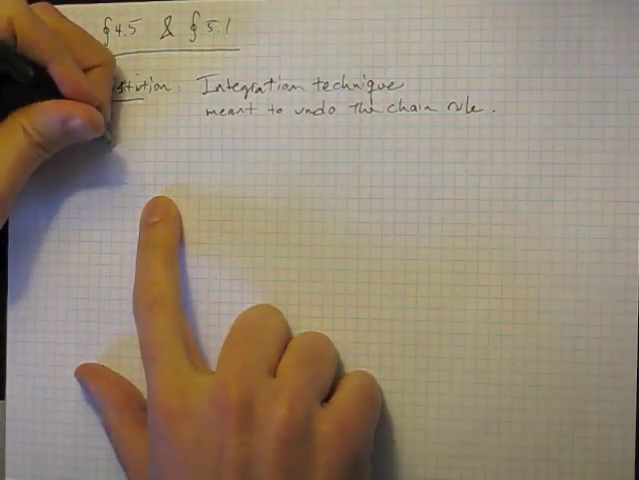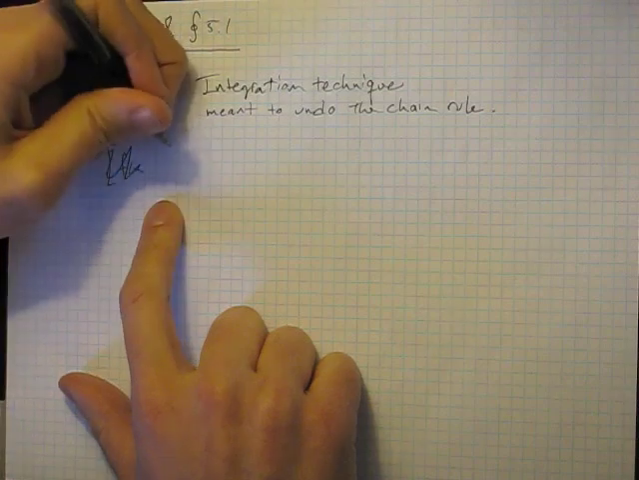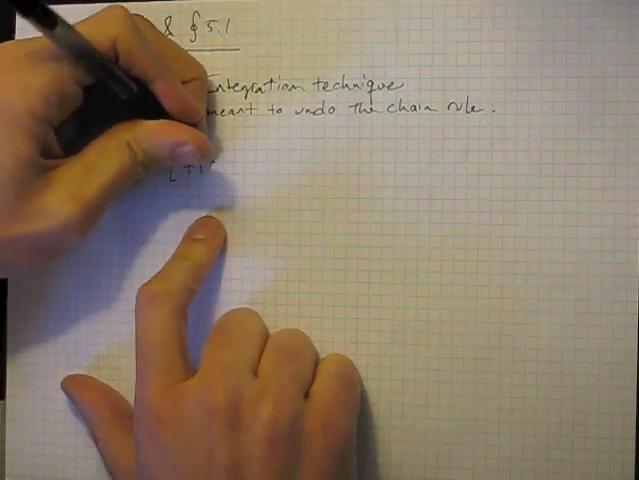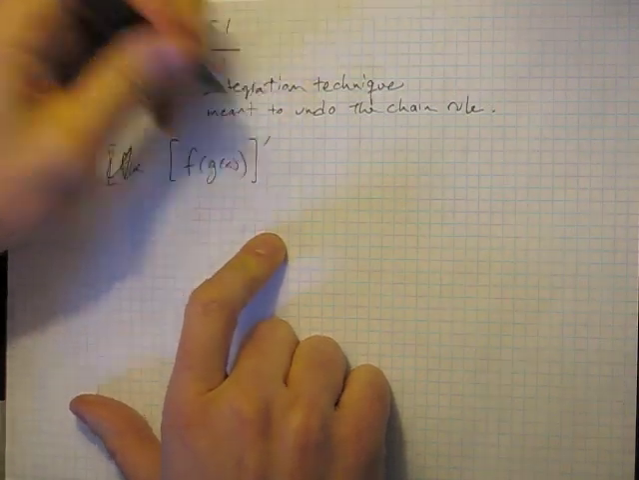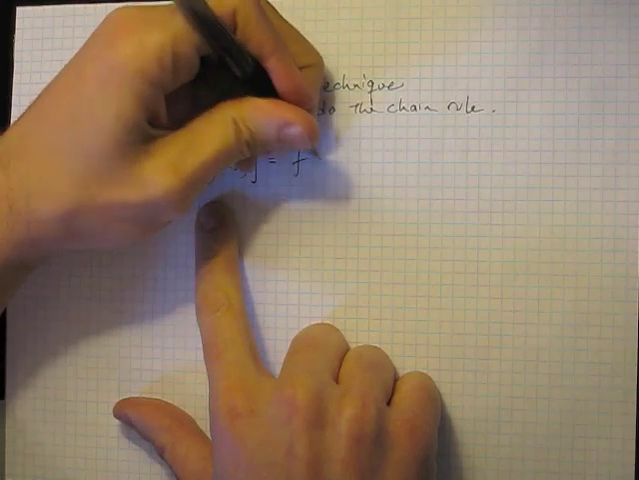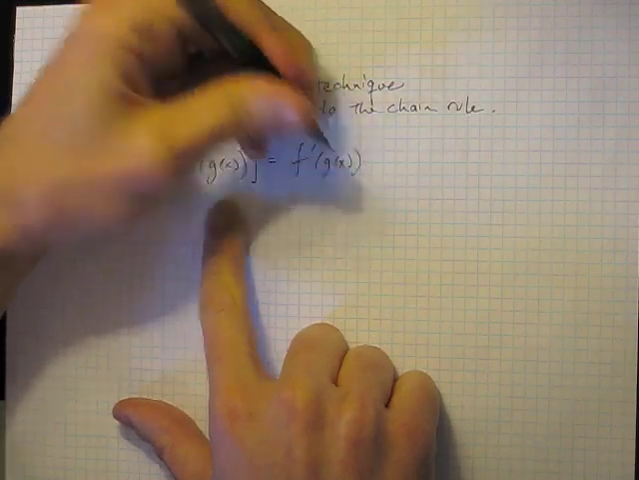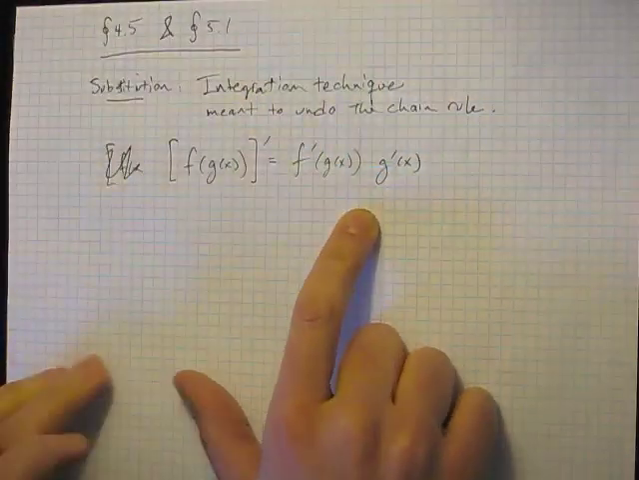So here's the example. If you have a function inside of another function, so you composed f with g, and you want to take the derivative of this, the chain rule says you take the derivative of the outside function, and then you multiply by the derivative of the inside function, like that.